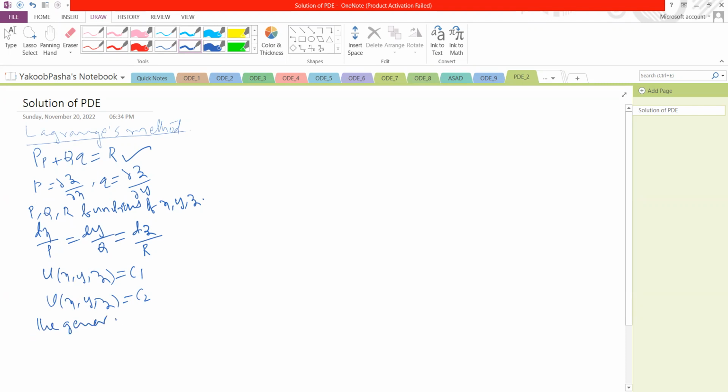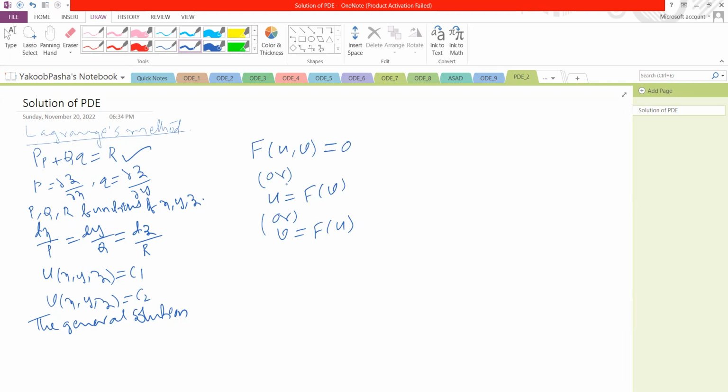The general solution is in the form of, I am writing here, f of u comma v is equal to 0, or it can also be represented as u is equal to f of v, and also we can write the general solution v is equal to f of u. Okay, the general solution is in the form of either f of u, v is equal to 0, or u is equal to f of v, or v is equal to f of u. Now here u and v are the solutions of the simultaneous total differential equations.